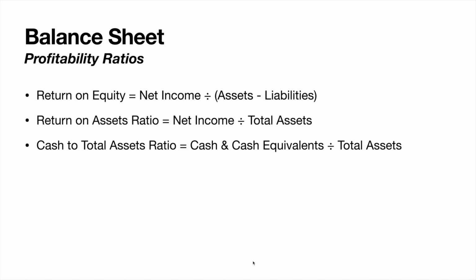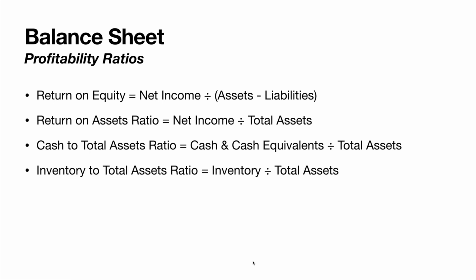Cash to total asset ratio is equal to cash and cash equivalents divided by total assets. This ratio shows the percentage of the company's cash that is tied to the total assets, to see if a company has enough cash on hand to pay off its debt or if the company has to rely on other forms of assets.